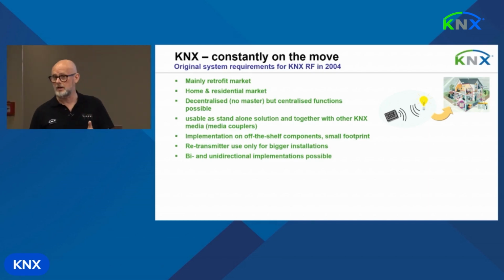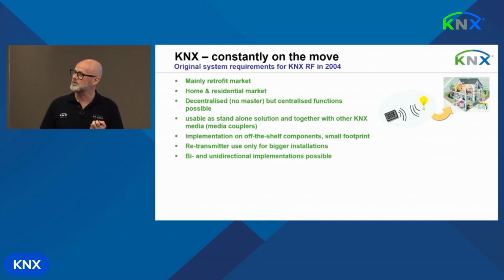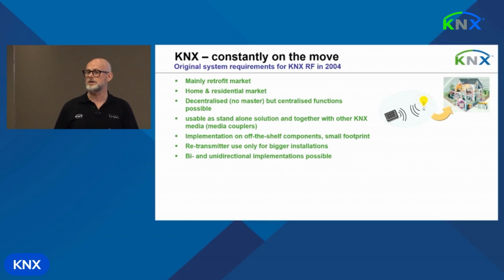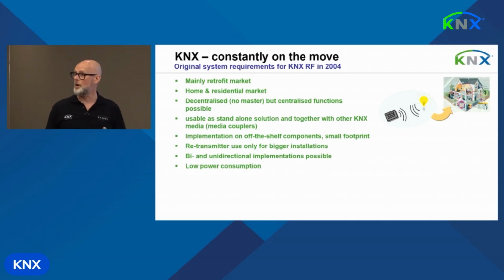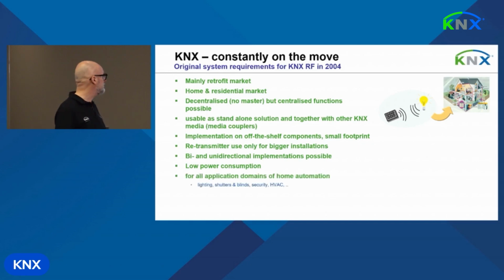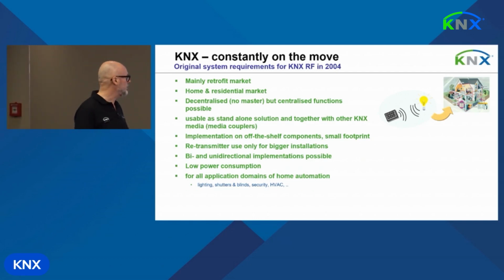And now it is not so important anymore, but at that time, there was absolutely a need to be able to also implement unidirectional devices, meaning devices that simply only send out a message, but are unable to listen to the bus. Low power consumption was already then the focus, and this solution should be fit for all typical KNX applications like heating, ventilation, air conditioning, lighting, sun shading, etc. The domains we know pretty well from KNX.